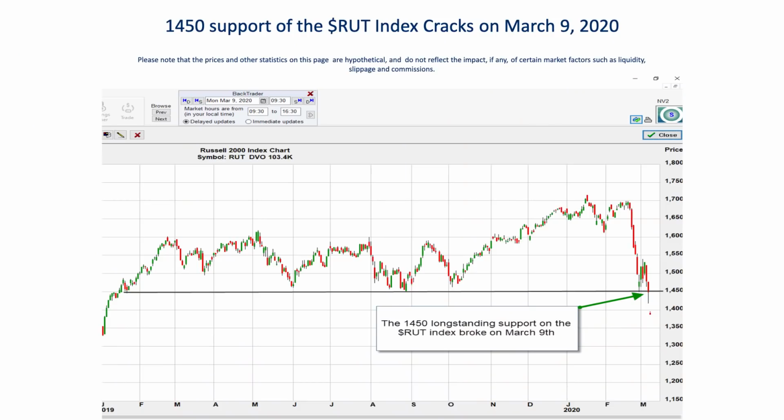Not bad. Now let's turn to a very different scenario, and that took place in early March of this year when the COVID-19 pandemic crash took place. And as you can see, that started in late February, but then on March 9th, you can see that the RUT's long-standing 1450 area of support that was basically supporting the index all of last year cracked. And so traders might have at that point logically reached the conclusion the market was about to go into a free fall, and so now that is when the skilled professional options trader pulls out another tool.